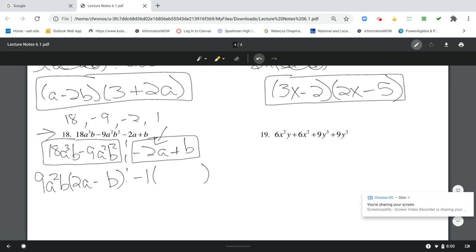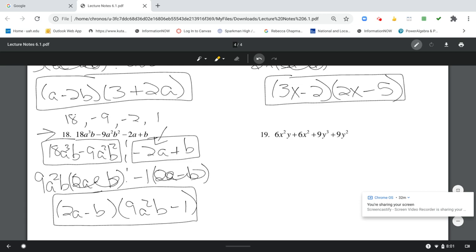So -2 divided by -1 is 2a. B divided by -1 turns into -b. Notice when I do that I have a common parentheses, 2a minus b. When I scribble that out, I get the 9a squared b minus 1 as my remaining factor.